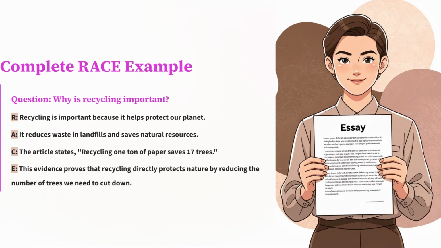Here is a complete RACE example. Question, why is recycling important? R, recycling is important because it helps protect our planet. A, it reduces waste in landfills and saves natural resources. C, the article states, "recycling 1 ton of paper saves 17 trees." E, this evidence proves that recycling directly protects nature by reducing the number of trees we need to cut down.